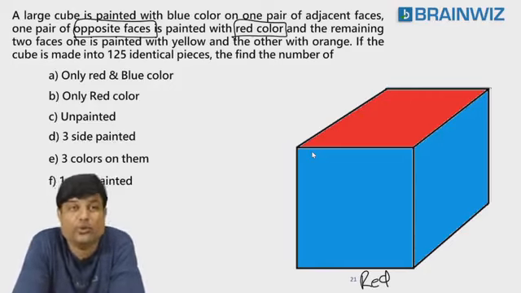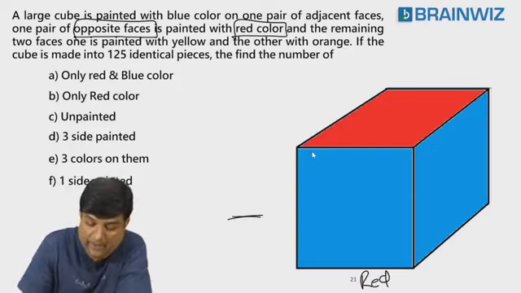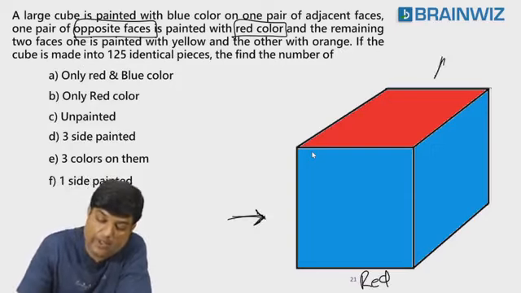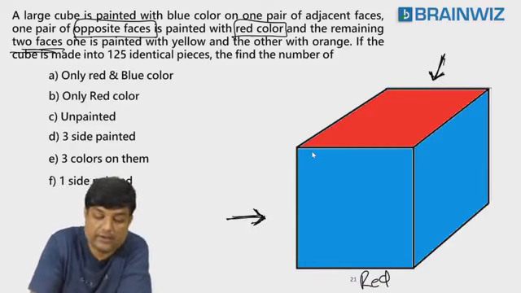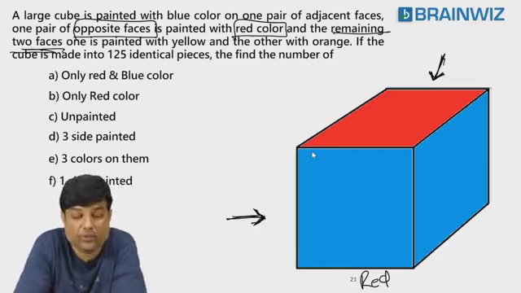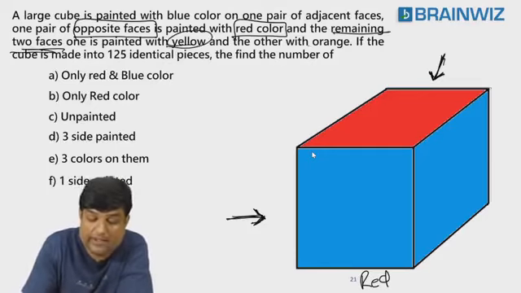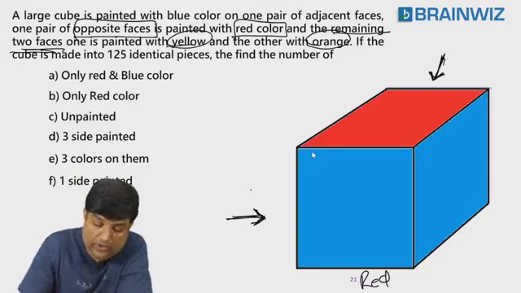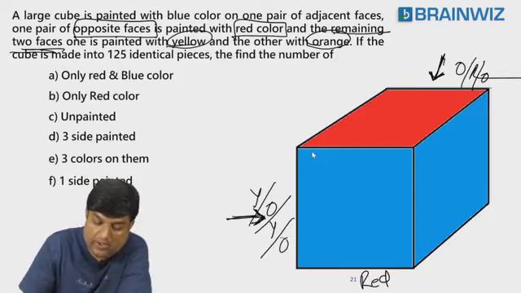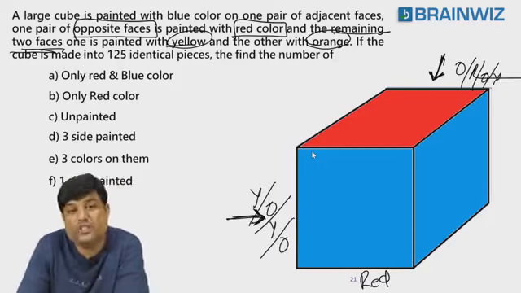Yes, students, now two faces are still unpainted. One is this side, one is back side. Are you understanding? The remaining two faces, students, he told you, one is painted with yellow color and the other is painted with orange. So we have no idea where is yellow, where is orange. So here can be yellow, here can be orange, or here can be orange, here can be yellow. It's up to you. Whichever you choose, you choose.